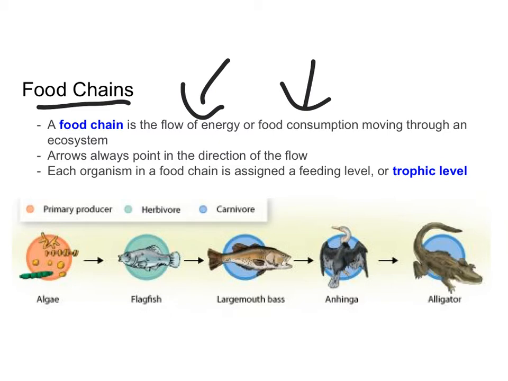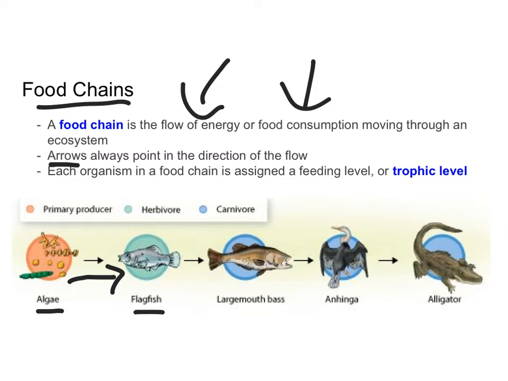And something important, an arrow in the food chain always points in the direction of the flow. So for example, if I have a flagfish eating algae, the arrow actually points towards the flagfish because the energy is being transferred from the algae to the flagfish. Students often want to draw the arrow going the other way because they think, hey, the fish is eating the algae, I should draw an arrow in that direction, but really we're drawing the arrows to show the direction of energy flow.